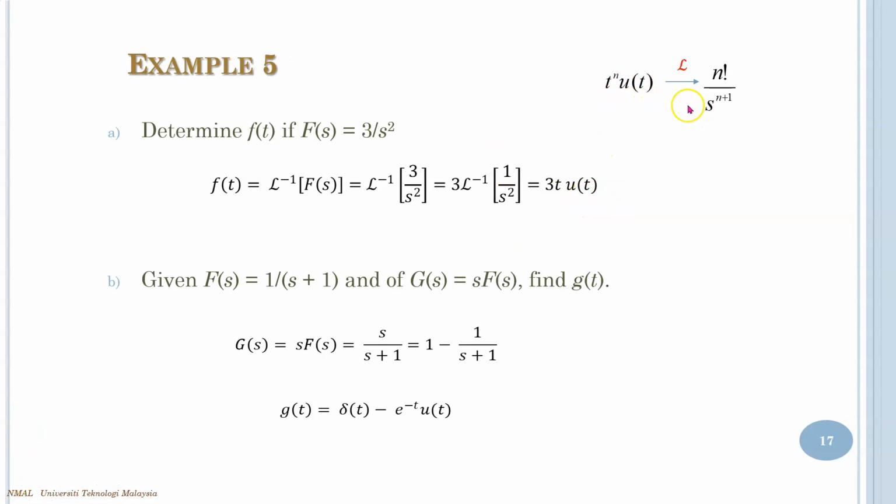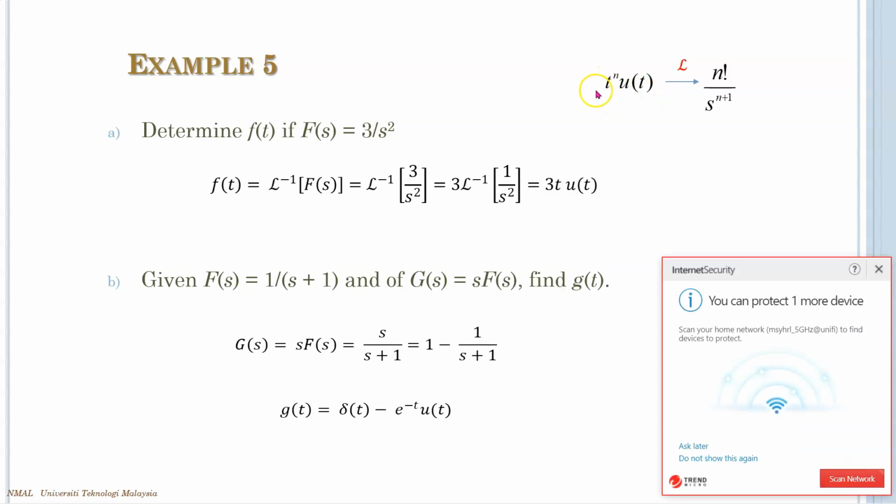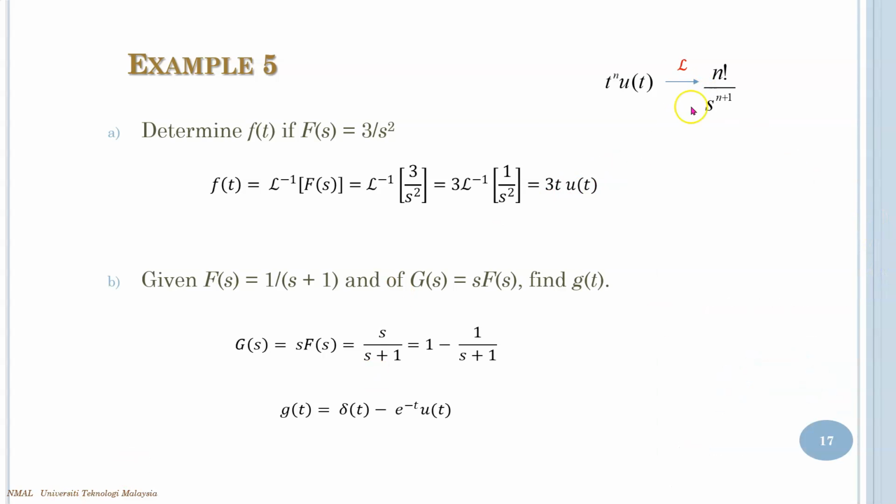From the table, the signal in the time domain is t to the power of n times u(t), and the Laplace domain is n factorial divided by s to the power of n plus 1. So you can match that with the signal here. n plus 1 is equal to 2, so n should be equal to 1. So this is where you get t u(t) for the answer.